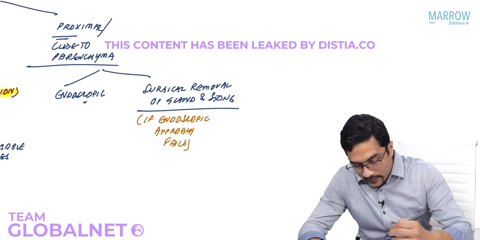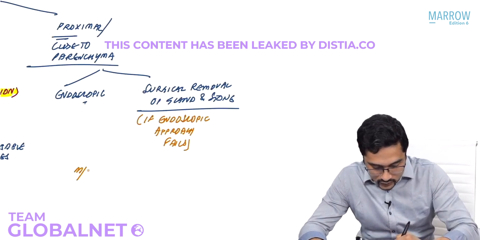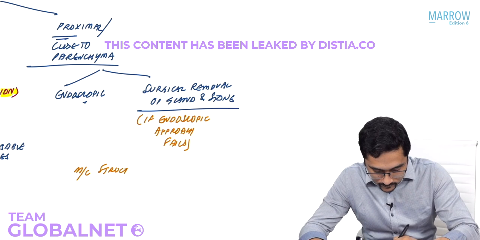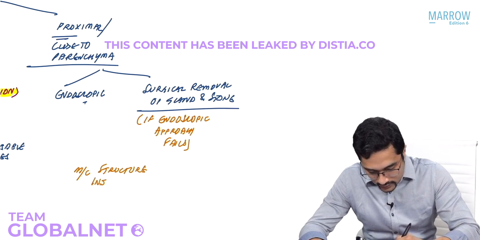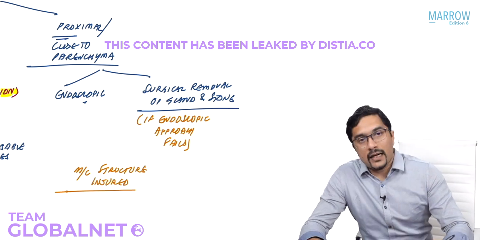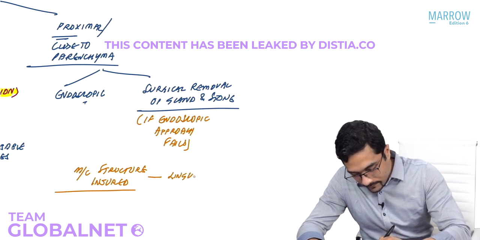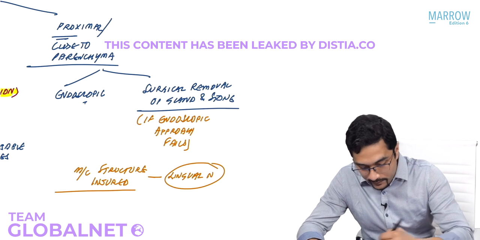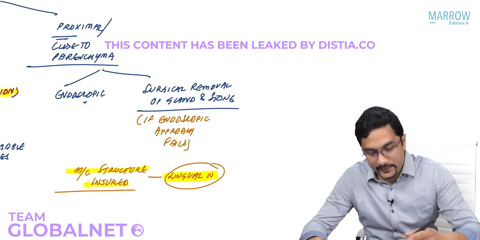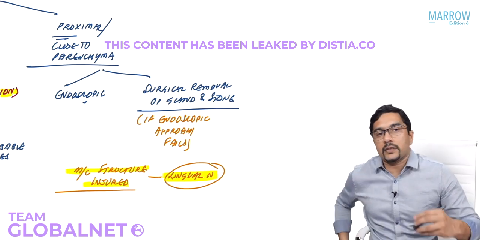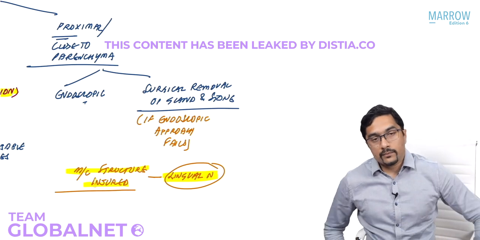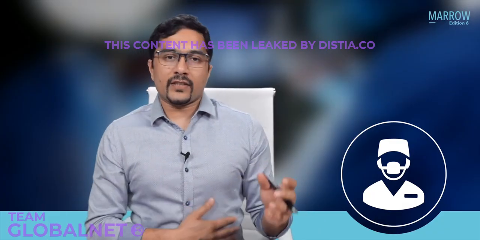And the final point which you need to remember: the most common structure injured during submandibular gland stone surgery is the lingual nerve. These nerve injuries are very important. The Central Institute, the INI CET exams, are giving a lot of importance to these nerve injuries, so you should know about them. So we've covered the benign conditions of salivary glands.